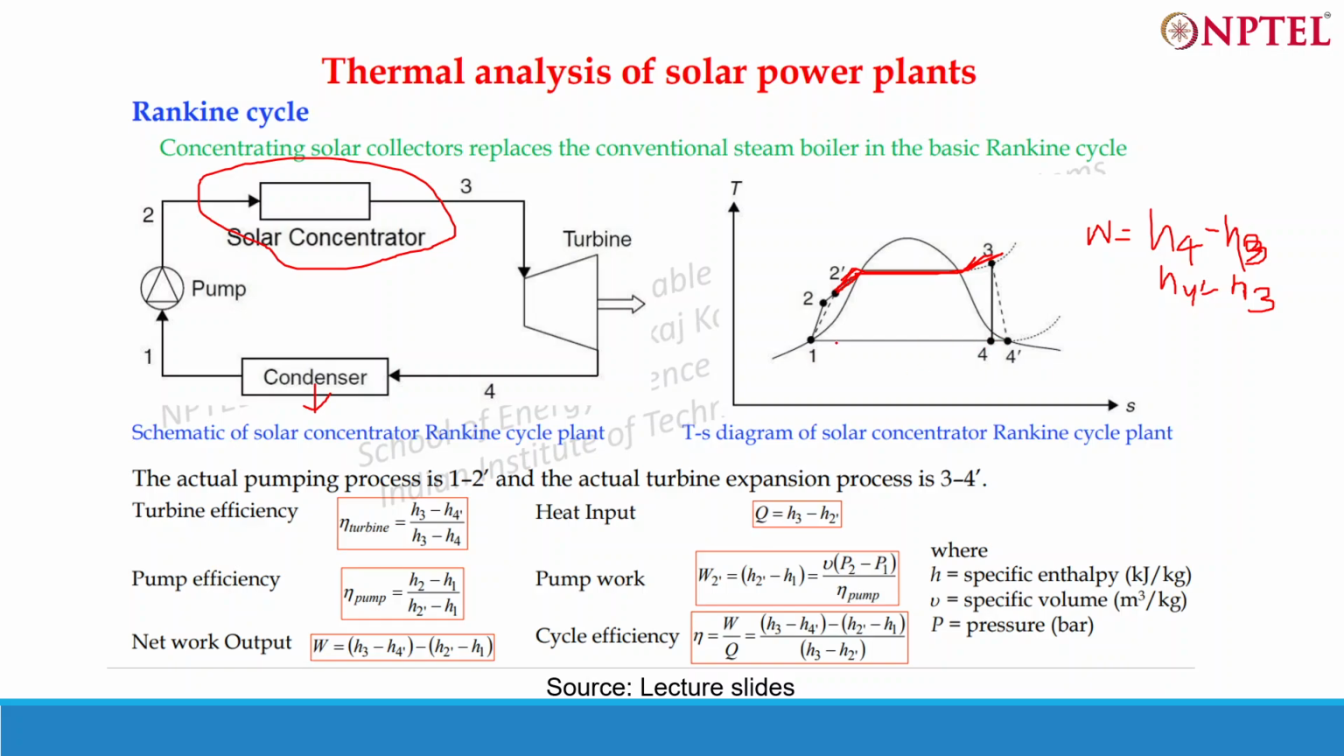Then we reject heat in the condenser. So H4 minus H1 is the heat rejected, and heat supplied is H3 minus H2. Now again there is a catch here. It's not H2, it's H2 dash. Why? Because there is some irreversibility in the pump. So the actual enthalpy is H2 dash instead of the ideal enthalpy, which should be H2.